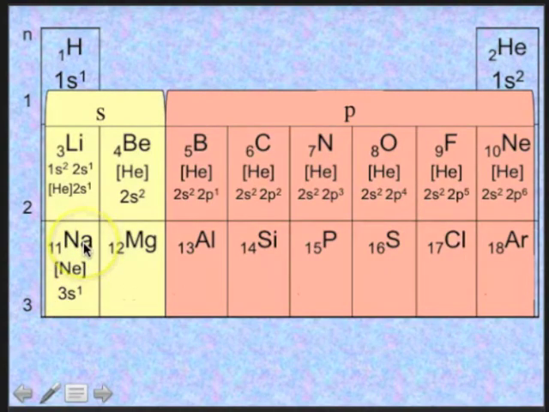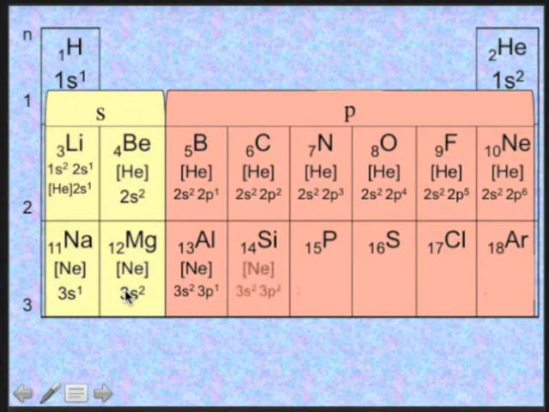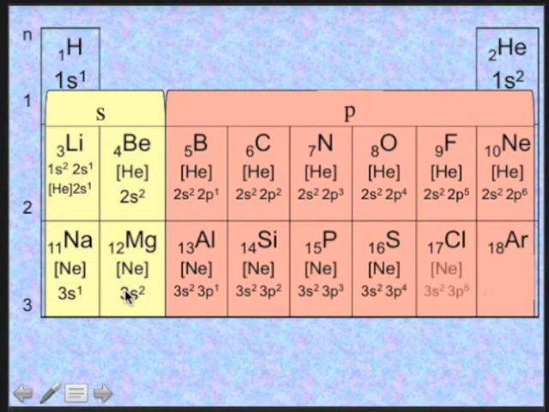Sodium has 11 electrons. 10 of them are going to be in the neon core. The 11th is going to be in the 3s1 orbital. Magnesium fills up the 3s orbital. It now has 2 electrons in it. And again, we start filling in the p orbitals. 3s2, 3p1 for aluminum, silicon is 3p2, phosphorus 3p3, sulfur 3p4, chlorine 3p5, argon 3p6.